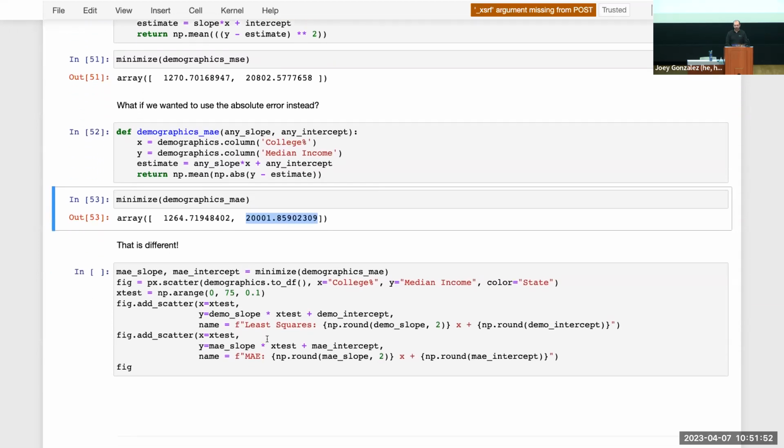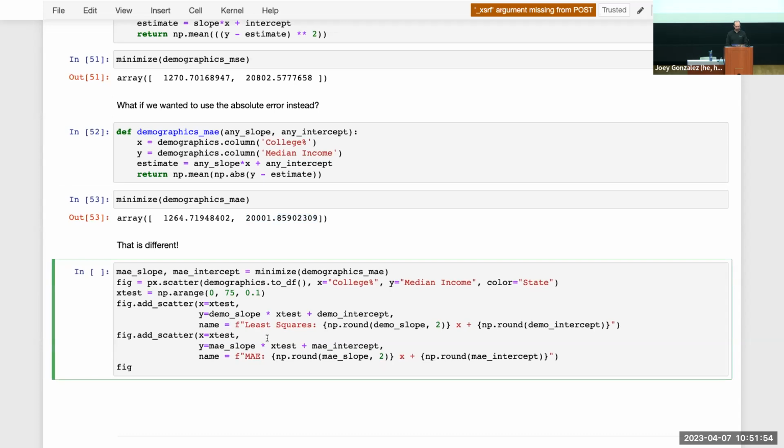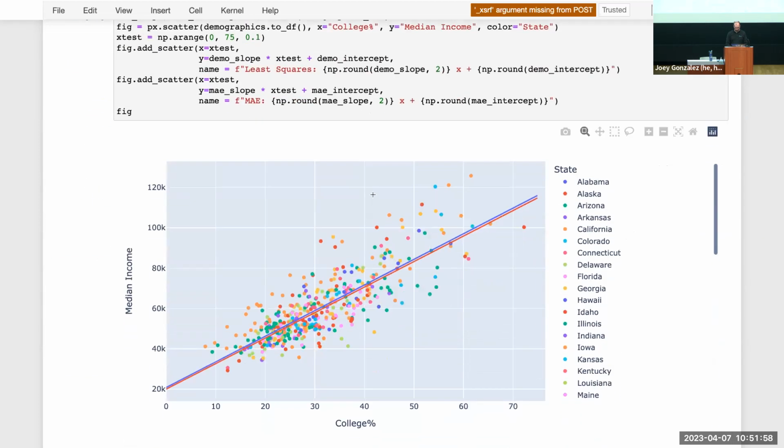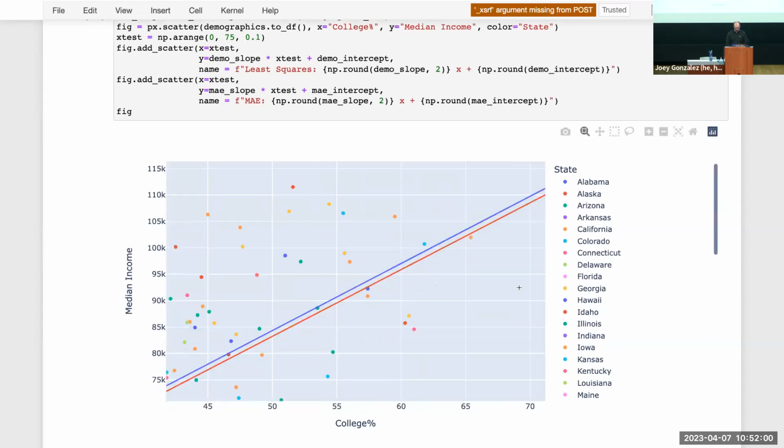Is it different? How is it going to be different? Let's look. Zoom in a little bit here. Which one of these is the mean squared error of these lines, and which one of these things do you think is the mean absolute error? I don't actually know myself. All right, so least squares is up here. The mean absolute error is here.